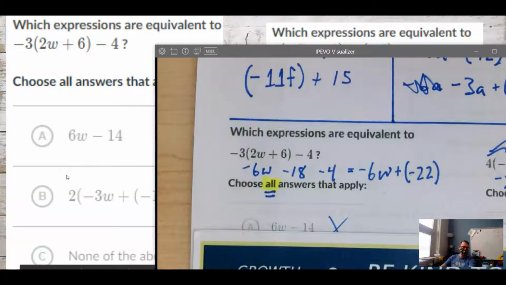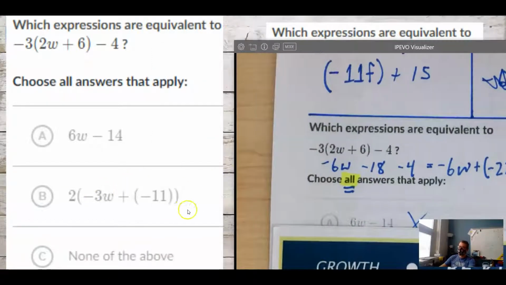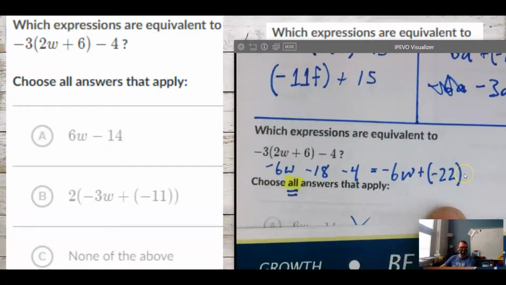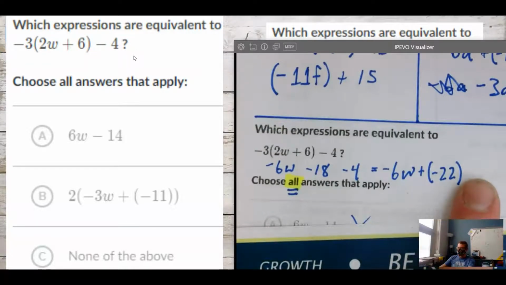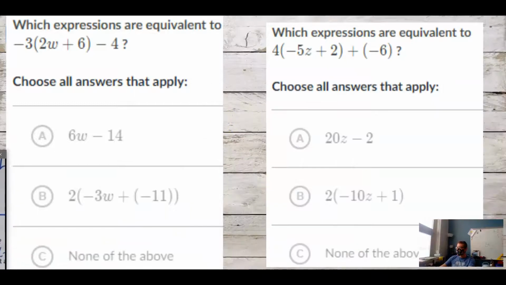Sort of. There's another expression that needs simplified. Expression B right here still needs simplified. So 2 times negative 3w, would that give us a negative 6w? I think so. Would 2 times negative 11 give us the negative 22 that we're looking for? I think so. So B is actually equivalent to this mess that they gave us up here, because both of them weren't yet simplified. Do the next one and see which one up there you think is equivalent to this one.